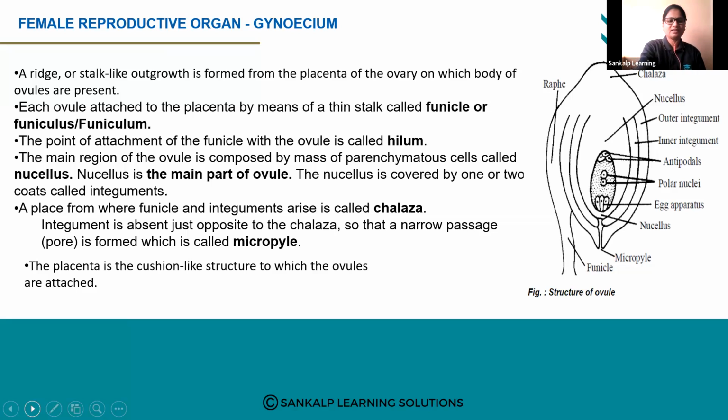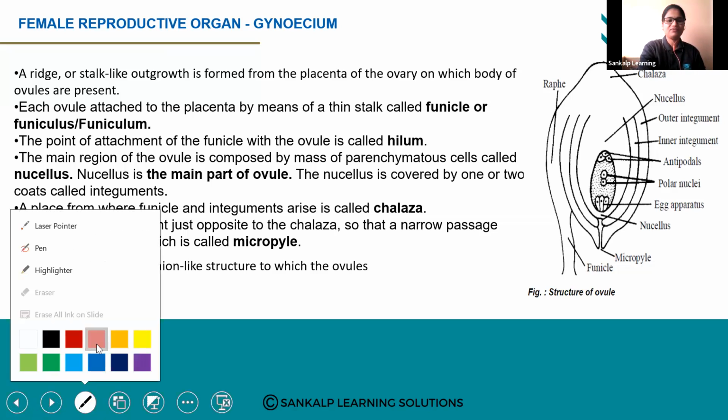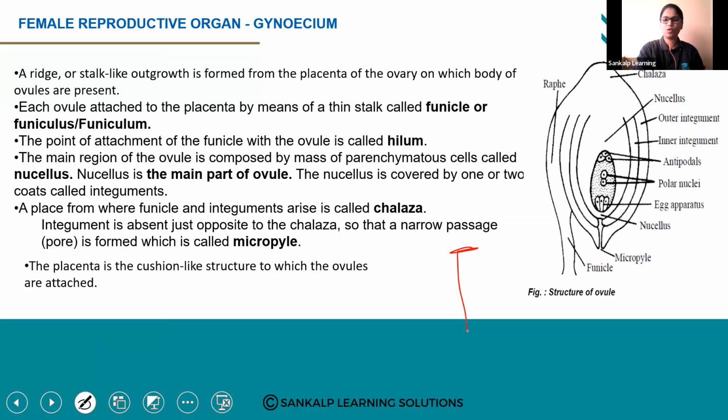So we know that the female reproductive part in the flower is called the pistil. The whole thing is called the pistil, and a single unit of it is called a carpel. Pistil is the female reproductive part. Together it is the pistil, and a single unit is called a carpel.